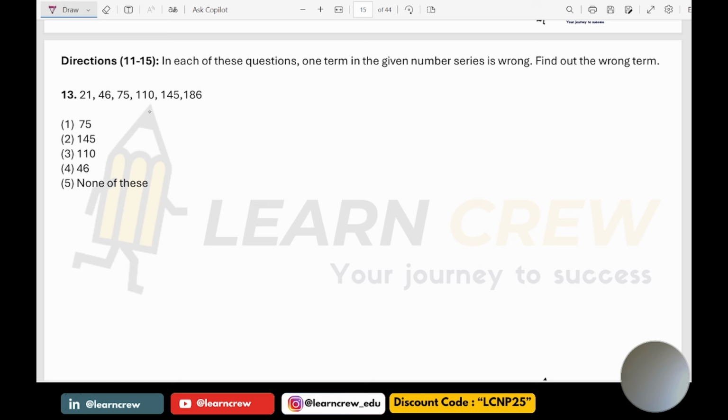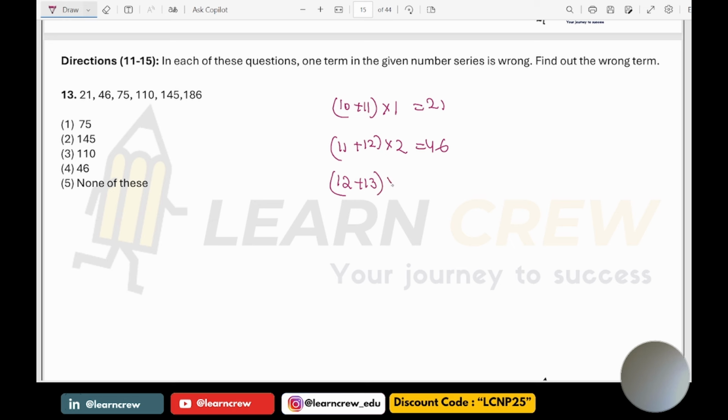Next, 21, 46, 75, 110, 145, 186. So 21: 10 plus 11, 21 into 1 is 21. 11 plus 12, 23 into 2 is 46. 12 plus 13, 25 into 3 is 75. 13 plus 14, 27 into 4 is supposed to be 108. 110 is the wrong term. Now 14 plus 15, which is 29, 29 into 5, 145. Correct. So the wrong term is 110.